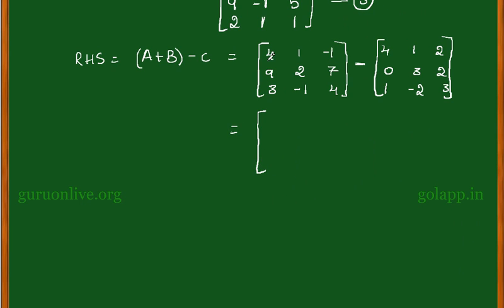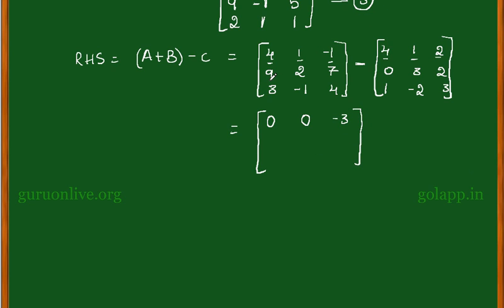First element in the first row is 4 and the corresponding element is also 4. So 4 minus 4 gives you 0. And second element in the first row is 1 and the corresponding element is also 1. So 1 minus 1 gives you 0. And last element in the first row is minus 1, corresponding element is 2, so minus 1 minus 2 gives you minus 3.